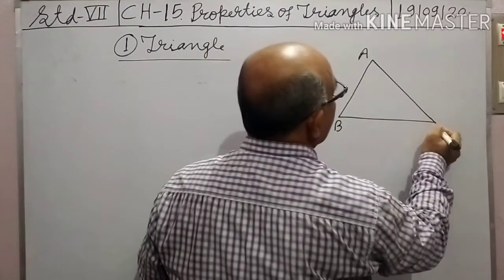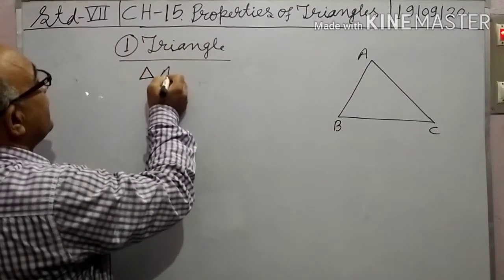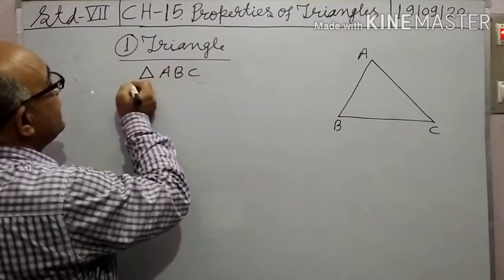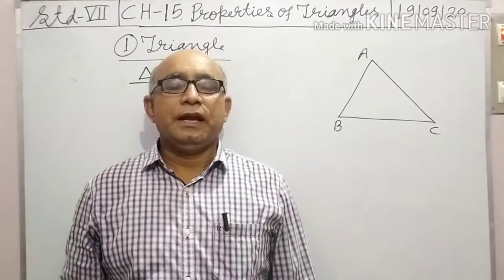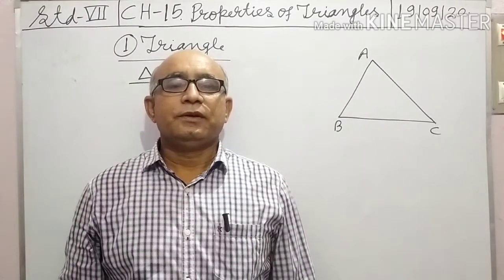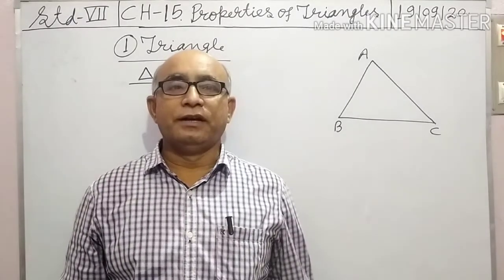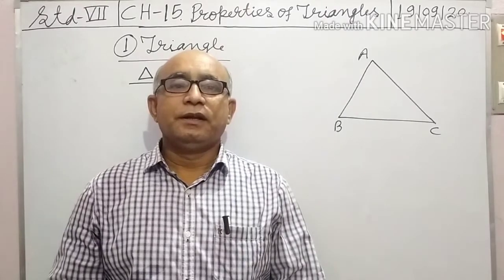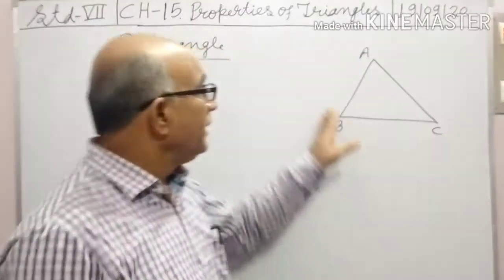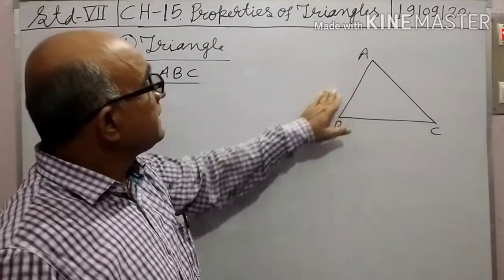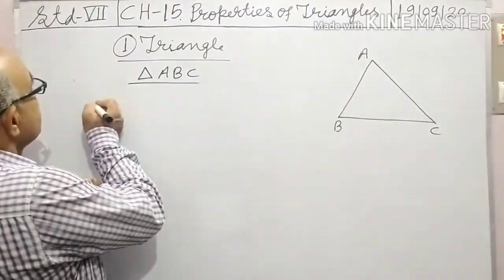Let ABC be a triangle. Name of this triangle is triangle ABC. Definition of triangle: a closed figure which is bounded by three line segments is called a triangle. A closed figure which is made up of three line segments is called a triangle. A triangle has three sides, AB.